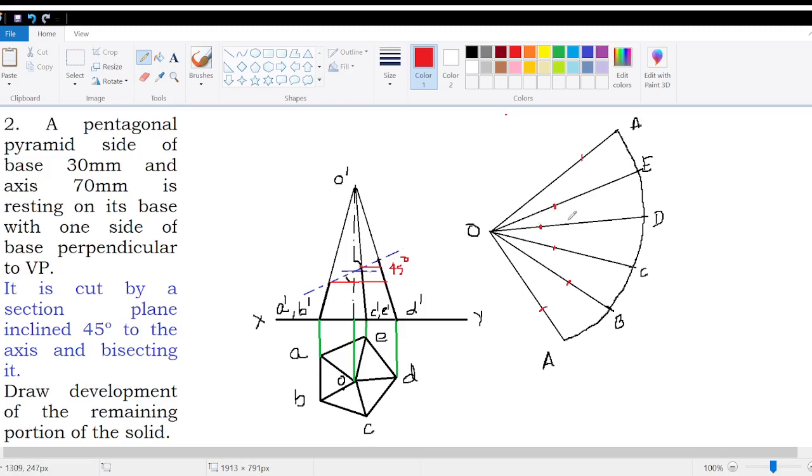And for joining this, you should understand that if it is a pyramid and you are cutting it with a plane, the section will be a continuous line. Arcs will be used for cones and cylinders, and for pyramids and prisms, you have to use continuous lines. So I'm joining these points using a continuous line. I'll use thick lines for this.